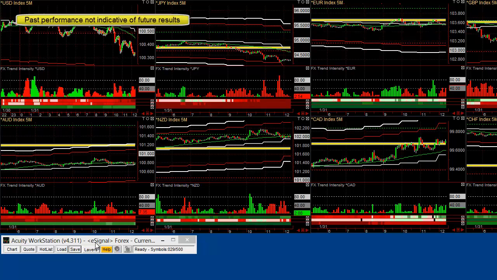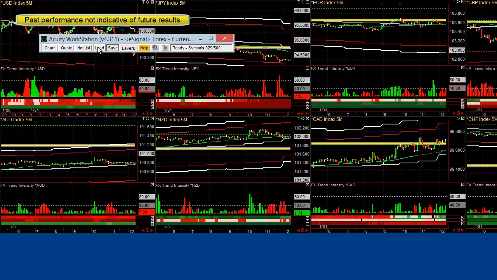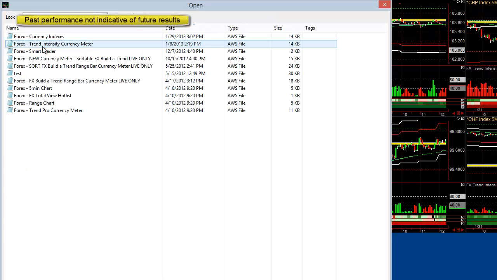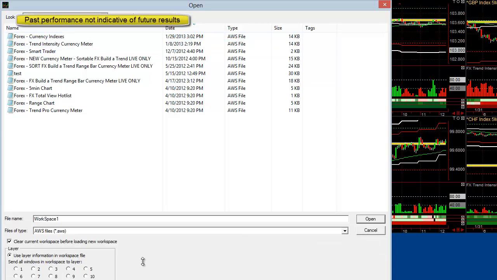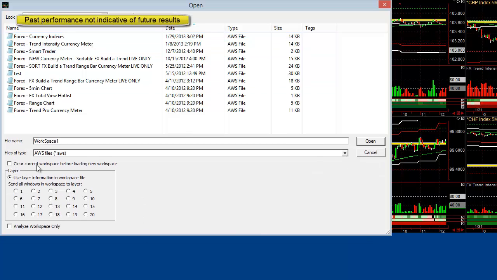If you click on the load button of our software and go to chart examples, it's underneath Forex currency indexes, and you can add this to your existing workspace by unchecking clear current workspace and clicking open. You can also put it on any layer you want.